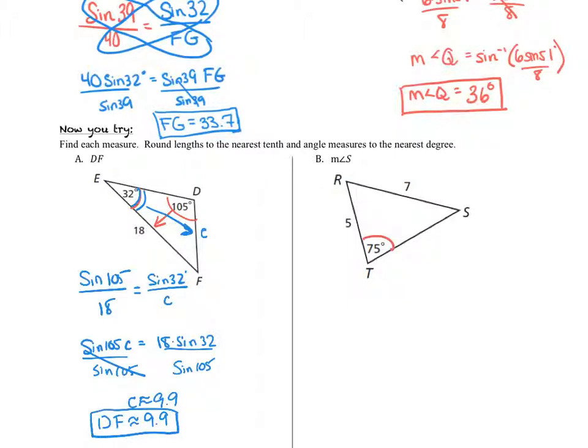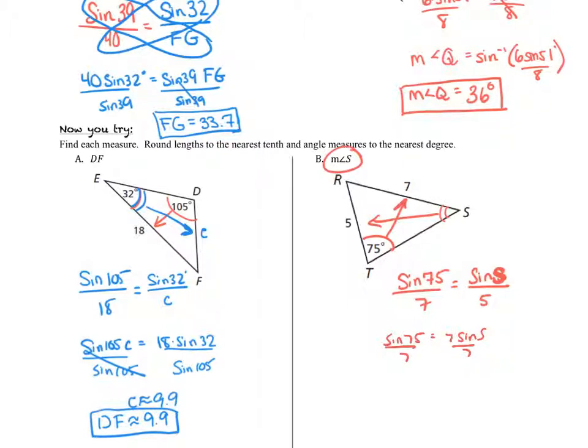Okay, in our next one, we've got our angle of 75 degrees, and we're looking for the measure of angle S, which is across from 5. So that would be sine of 75 over 7 is equal to sine of an unknown angle. So I know I'm going to need inverse sine here. But sine of S over 5, don't want to mix up the S and the 5 there. Okay, and so cross multiply, we get sine 75 times 5 equals 7 sine S. Divide both sides by 7. And I'm going to take the inverse sine of that.